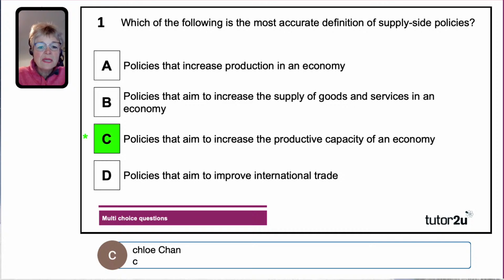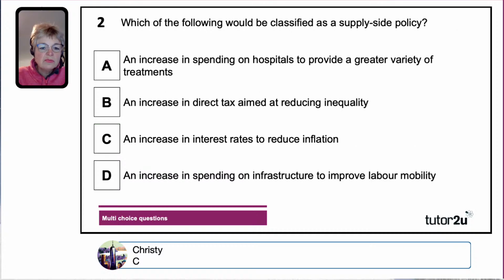They are policies that aim to increase the productive capacity. So we don't necessarily have to have those extra goods and services. We just have to have the ability to actually produce them for supply side policies. So great start and a great question that really helps us to think about it.